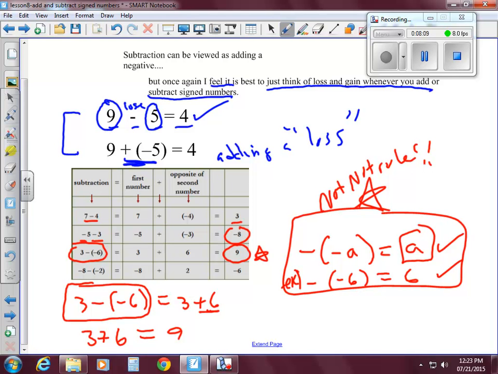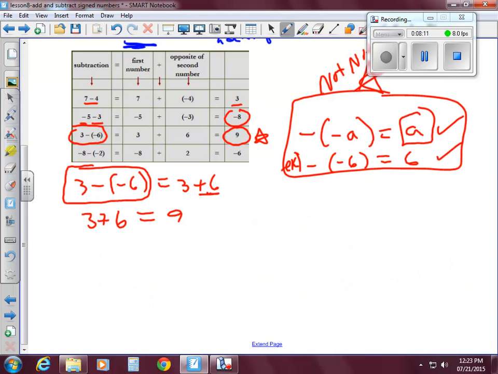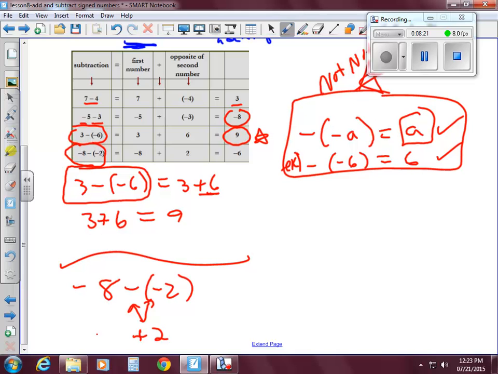Let's practice that again. I'm going to grab this one. Negative 8 minus negative 2. Again, that double negative, negate a negative, and you've got a positive. So you have negative 8 plus 2. Well, if I'm $8 in debt in my bank account and somebody gives me 2, I'd still be 6 in the hole. So you can just think about that mentally, or you can draw it out if you need to.